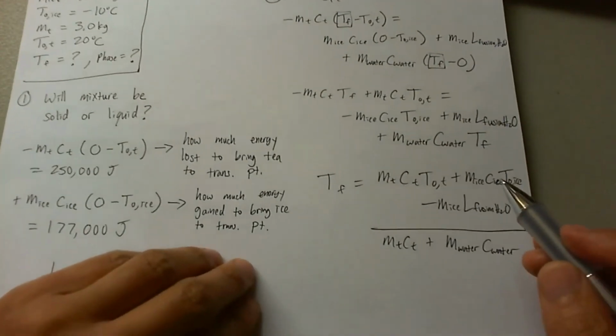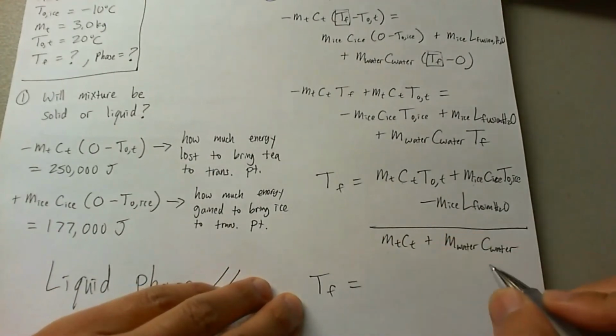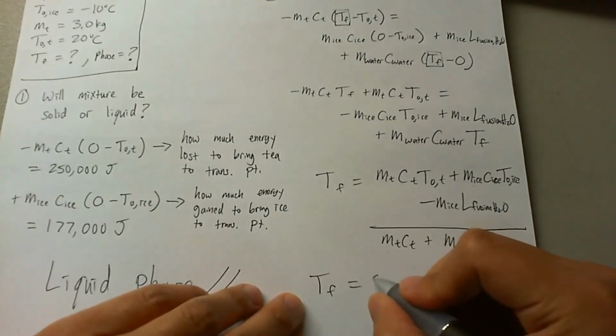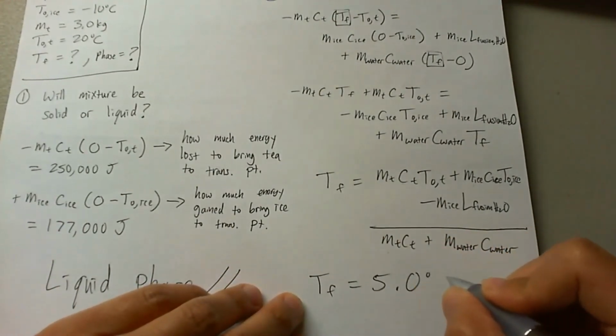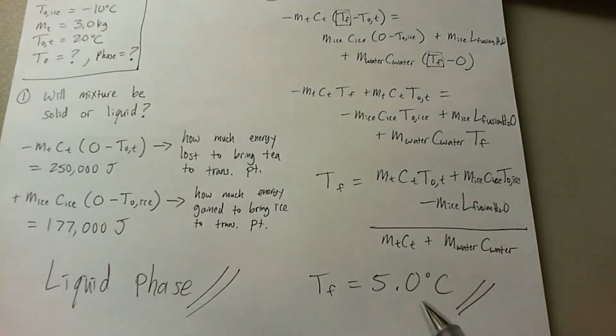So putting all this together, and don't mind the estimates because there's going to be a little bit of discrepancy, it's going to be roughly 5 degrees Celsius. And that is going to be the final temperature of the iced tea after all the mixing is done. And of course, because it's going to be in liquid phase, this makes sense. It has to be above 0.